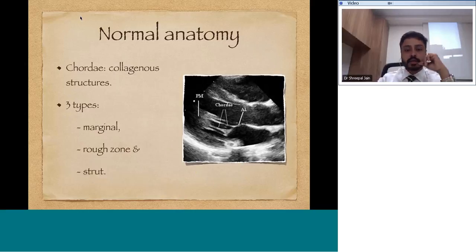Coming to the chordae tendineae, they are collagenous structures embryologically derived from the valvar mesenchyme. In general, there are three types of chordae tendineae which have been described. You have the marginal chordae tendineae which attach from the papillary muscle to the free edge of the mitral leaflets. Then you have the rough zone chordae tendineae which are attached to the rough zone of the leaflets. And then you have the strut type of chordae tendineae which are attached to the base of the posterior mitral leaflet.